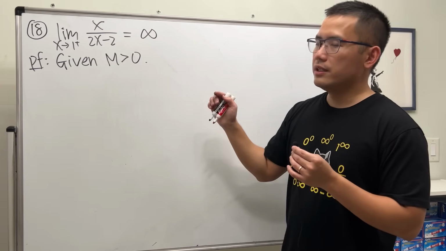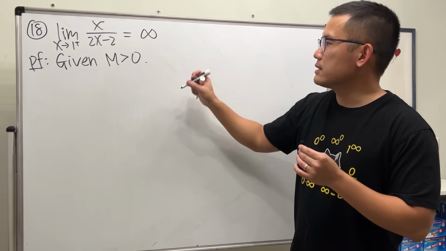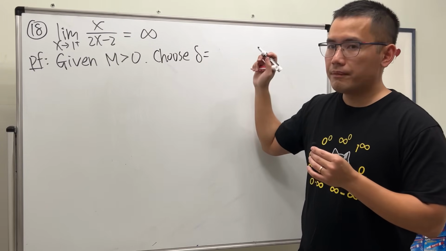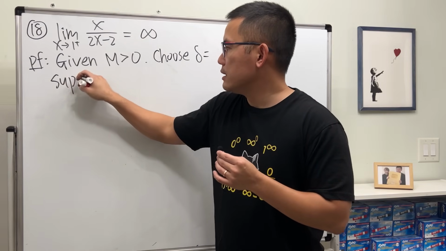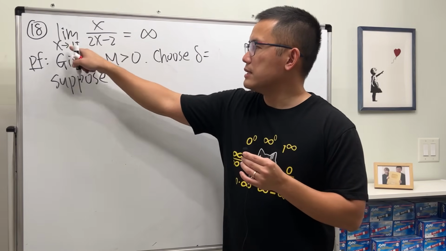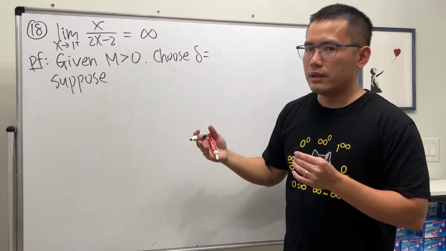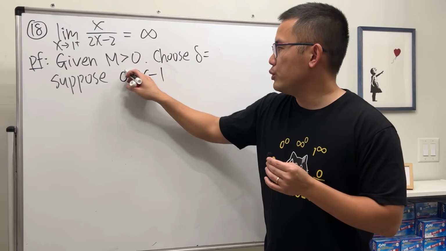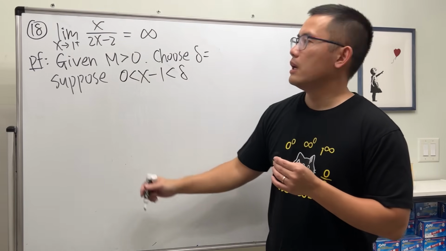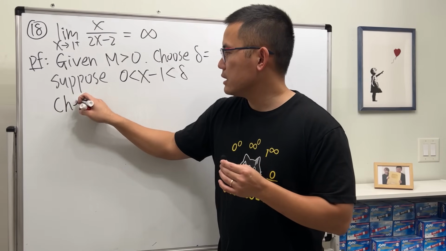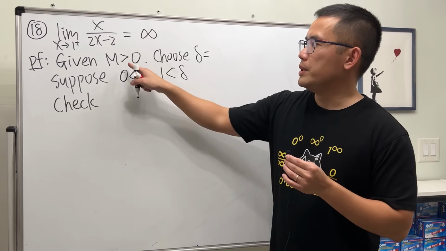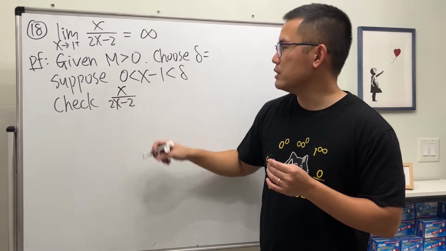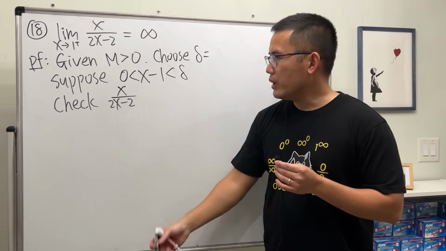Given big M greater than 0, x is approaching 1 plus, so we'll use delta. So choose delta to be something. Suppose the distance between x and 1 from the right hand side, so no need for absolute value, just x minus 1, is in between 0 and delta, like so. We want to show that this is going to be greater than M, so hopefully x over 2x minus 2 is greater than M. Okay, what should we do?